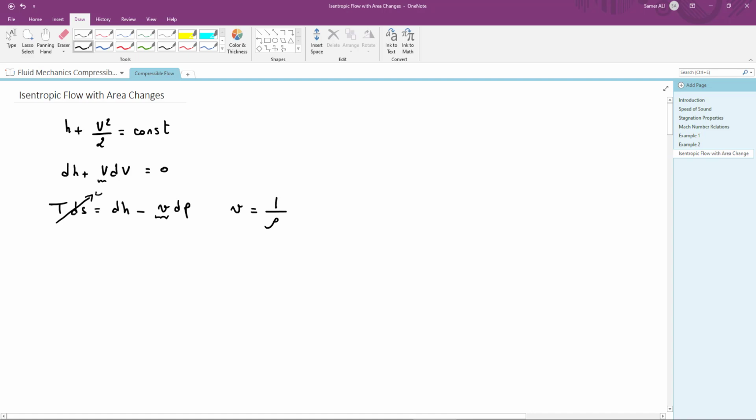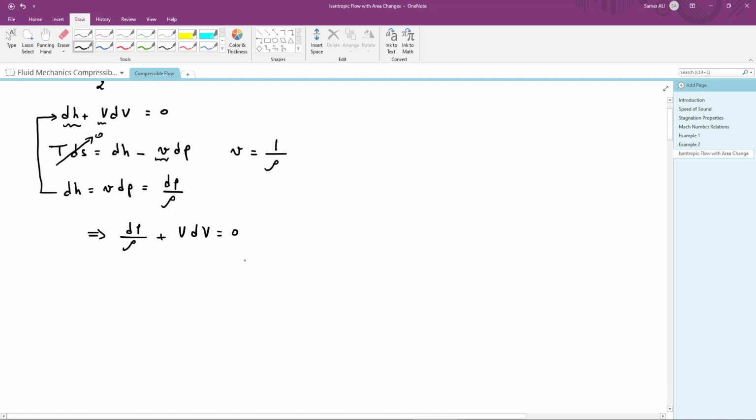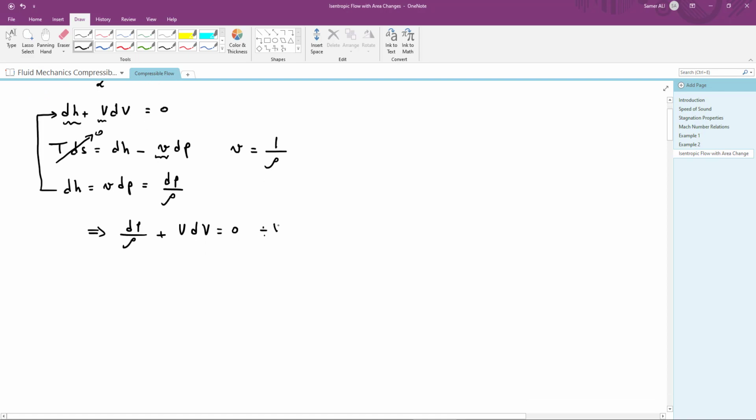So you can eliminate this term and you can say that dH will be equal to vdP, or in terms of the density, it will be dP over rho. Now let's replace this dH in this equation here. So we'll replace dH by dP over rho, and we will have dP over rho plus VdV will be equal to 0. And I will divide this equation by V square.